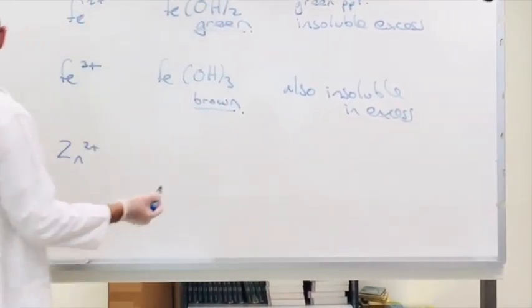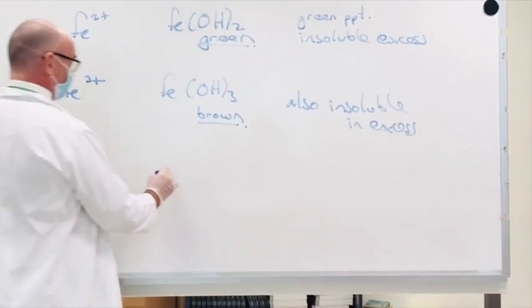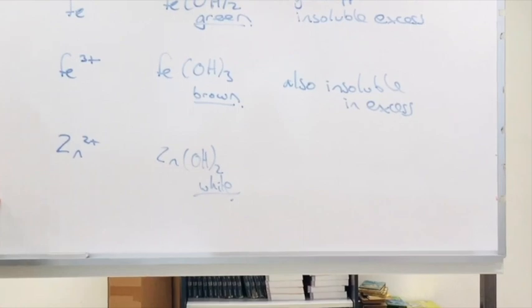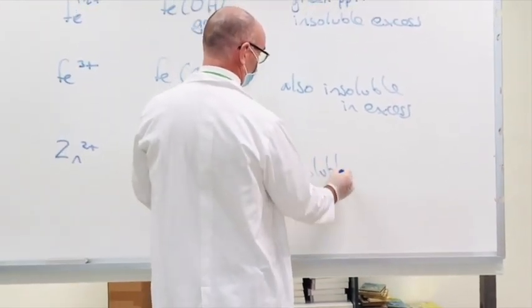Finally, we have zinc 2+, white precipitate, soluble in excess, giving a colourless solution with sodium hydroxide, and doing exactly the same with ammonia. Let's see the reactions.